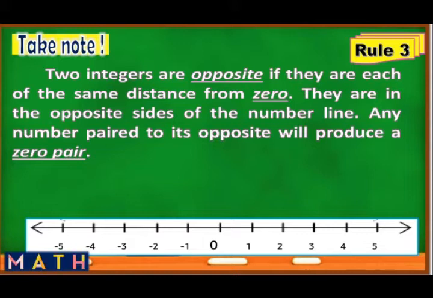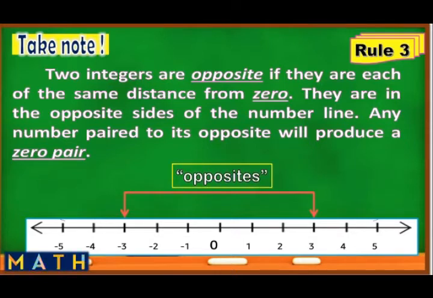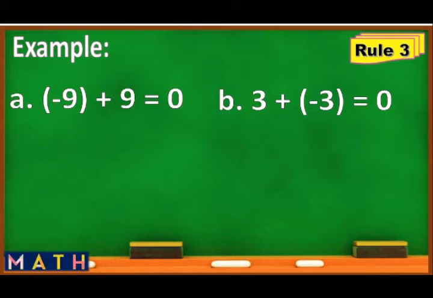Well, in the previous lessons, you have learned that two integers are opposite if they are each the same distance from 0. They are on opposite sides of the number line. Any number paired to its opposite will produce a 0 pair. Thus, in our examples, negative 9 plus positive 9 is equal to 0, and positive 3 plus negative 3 is equal to 0.